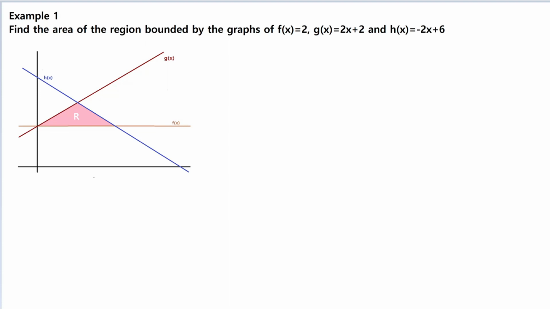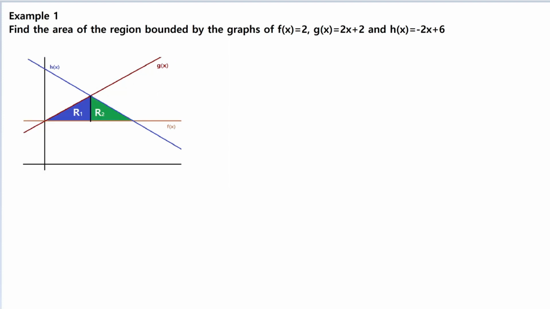Notice the top function changes in between. g of x is the top function until they intersect, and then h of x becomes the top function afterward. Which means if you want to solve this area, we have to look at it as two different integrals or two different areas. So if you were to write it as an integral, we have to find this blue region first and add it with this green region. The area of the blue will have a top function of g of x, and the area of the green will have a top function of h of x.